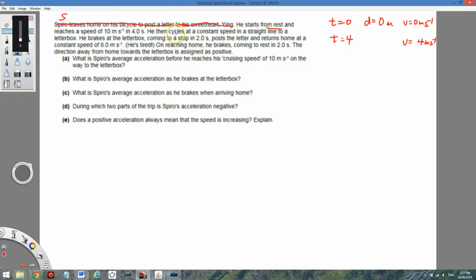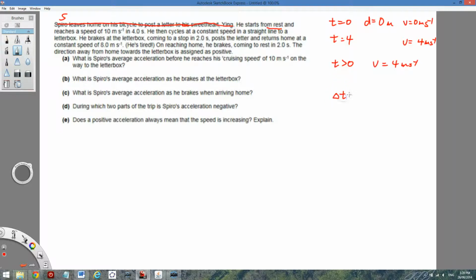After that, the velocity is constant. He doesn't accelerate anymore. He travels at a constant speed, so velocity is 4 meters per second, in a straight line to a letterbox. Now he brakes at the letterbox, coming to a stop in 2 seconds.